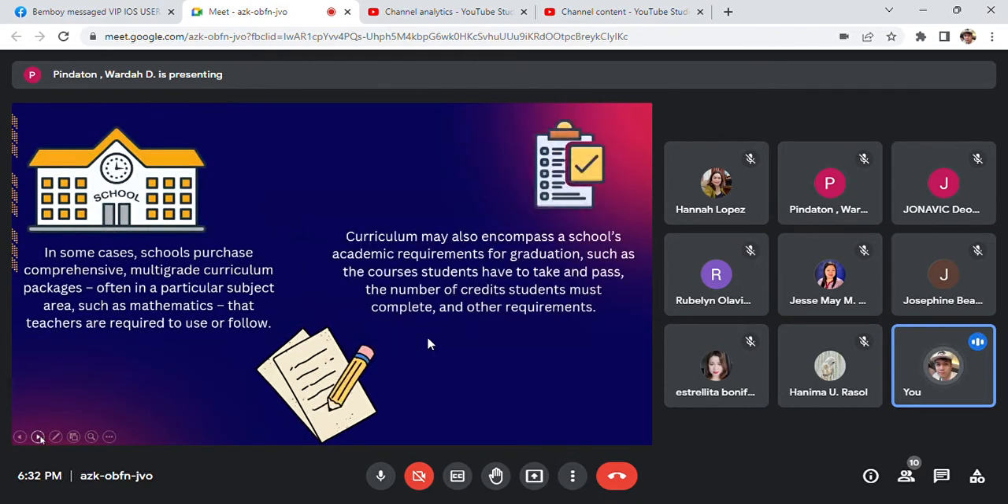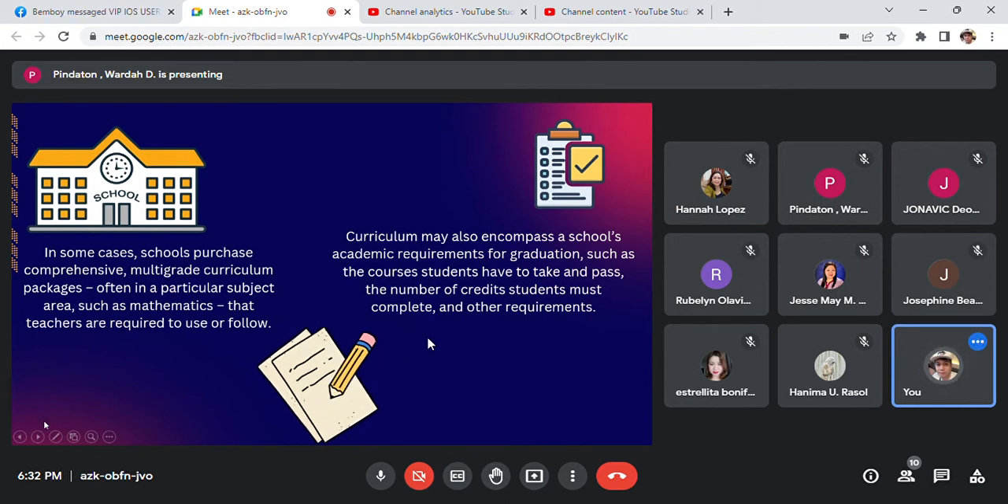In some cases, schools purchase comprehensive multi-grade curriculum packages, often in a particular subject area, such as mathematics, that teachers are required to use or follow. Curriculum may also encompass a school's academic requirements for graduation, such as the courses students have to take and pass, the number of credits students must complete, and other requirements.